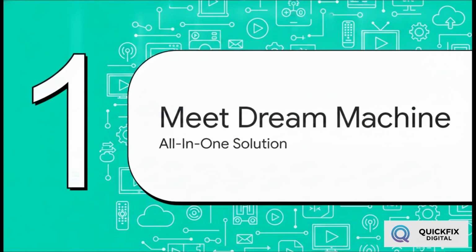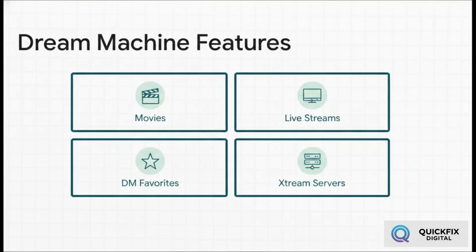All right, Section 1, Meet Dream Machine, the all-in-one solution. Dream Machine is designed to be a true all-in-one solution for your setup. We are talking movies, TV shows, live streams, sports, and yeah, even radio streams. When you actually boot it up, you'll see the main menu is neatly divided into some really specialized sections. You've got DM favorites for quick access, extreme servers, STB mock configurations, and dedicated sections for both free and premium M3U lists. Basically, it's a completely comprehensive toolkit for finding streams across a huge variety of content types.